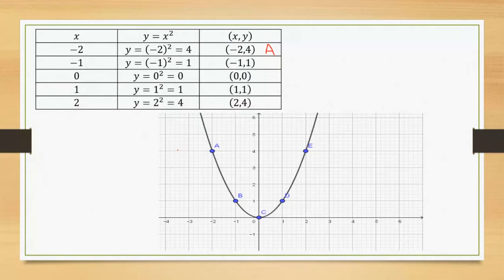For the next one, when x is -1, well, we calculate y, as you can see. So -1 squared, right? That becomes 1. So when x is -1, y has to be 1. So we get B, as you can see.